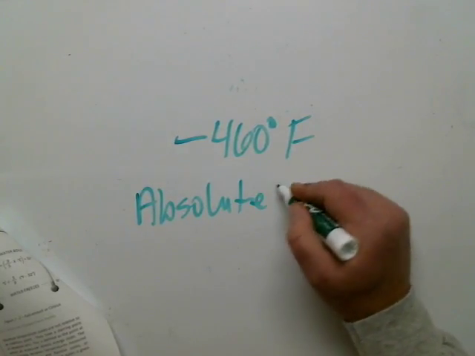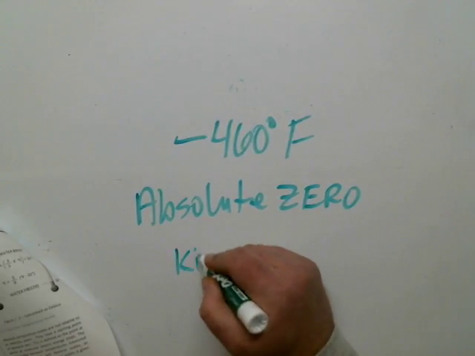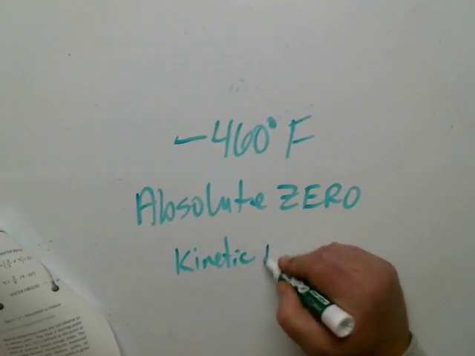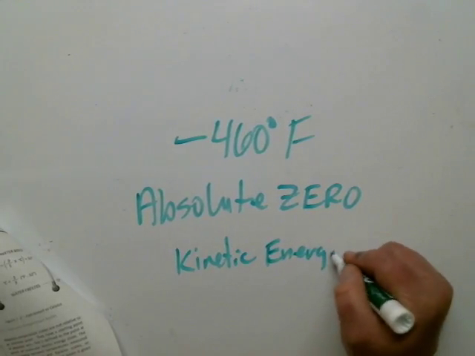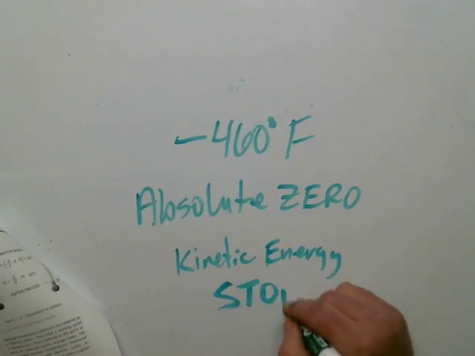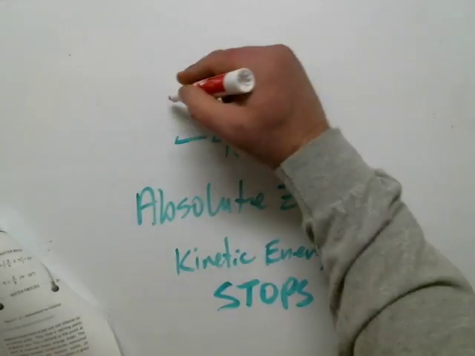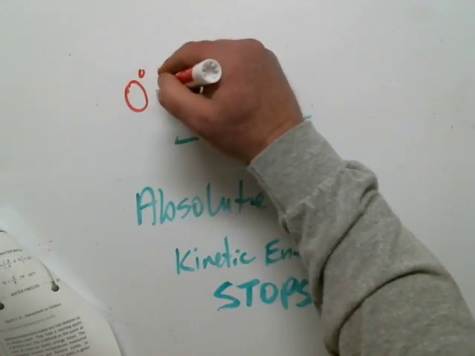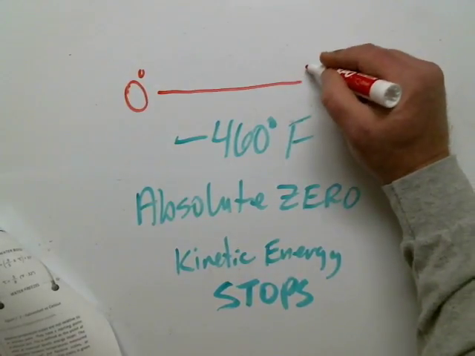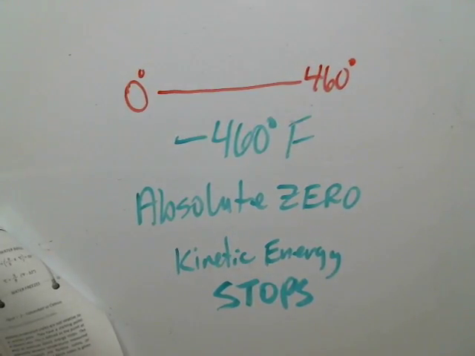absolute zero. This is where all kinetic energy stops. There is no molecular kinetic energy. It is dead in the water. That is an absolute scale. That means at that 0 degrees all the way up to 460 degrees was essentially not really taken into account with Fahrenheit because he started at 32 degrees Fahrenheit.